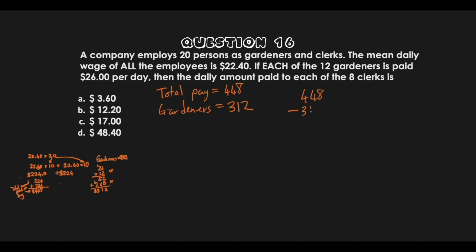That means the clerks would have made $448 take away 312. So that would be 136. So $136 has to be split among 8 clerks. So we have to divide in order to figure that out.